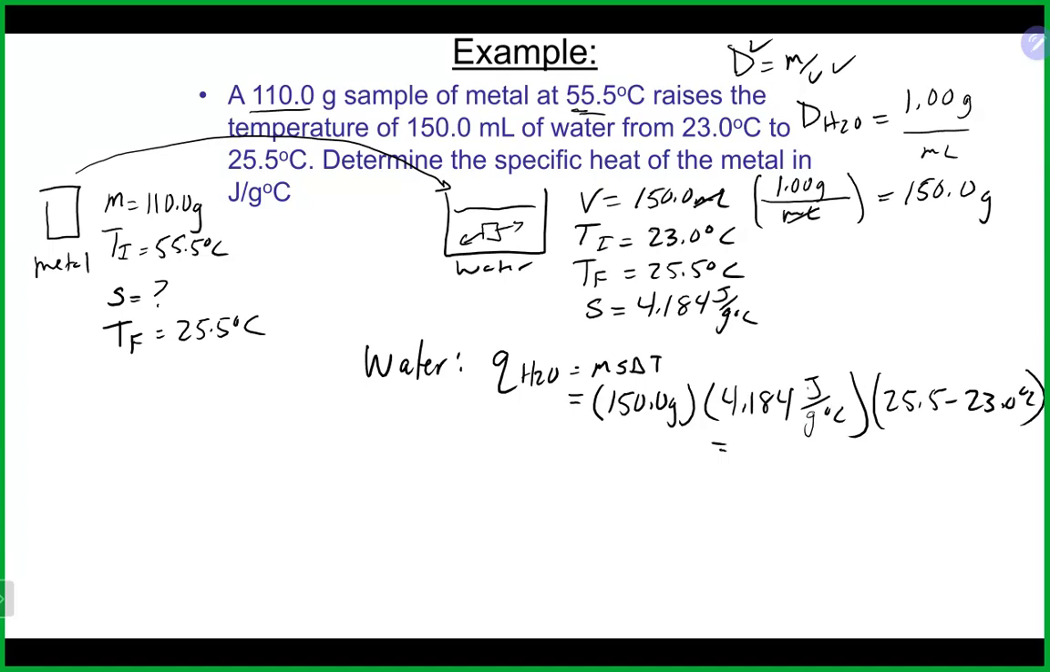That's going to get us here 150 times 4.184 times 25.5 minus 23.0, probably better to write the right number. And that's going to give us here a positive number of 1255.2 joules. This indicates, as we expect here, that for the water it is endothermic, as it is absorbing that energy in this particular case. Any questions there on that part of the calculation?